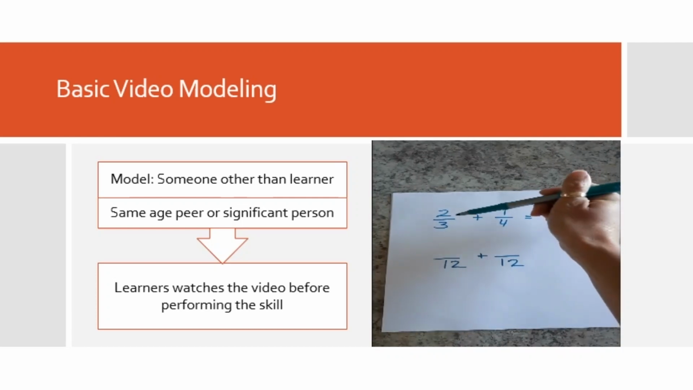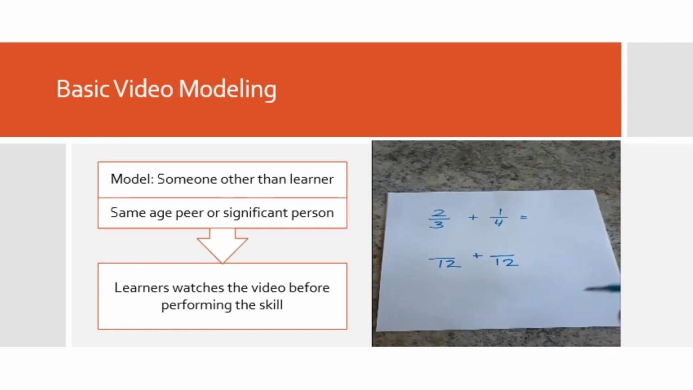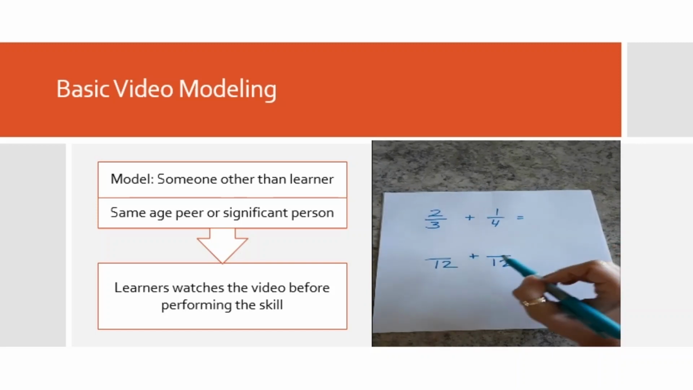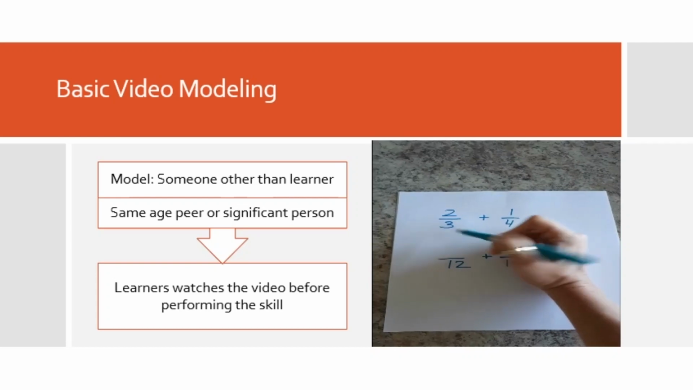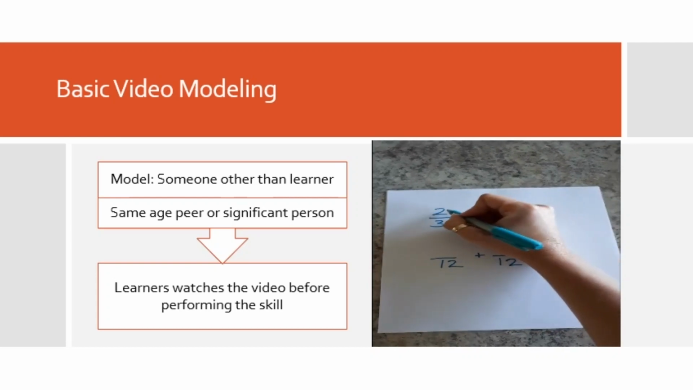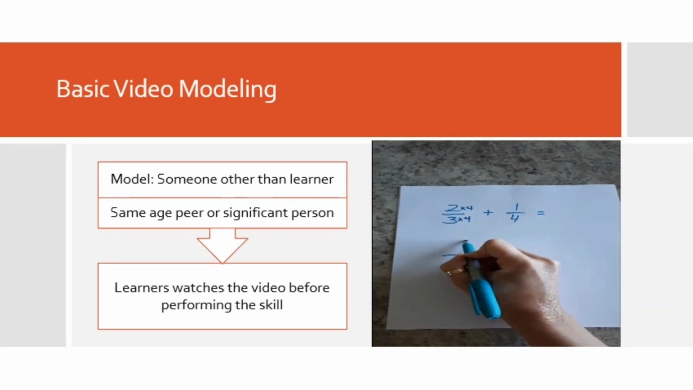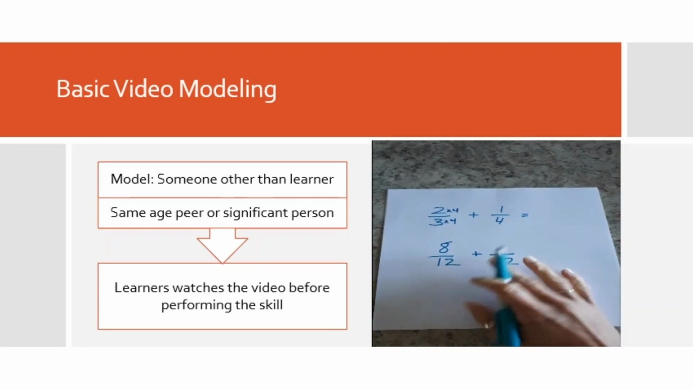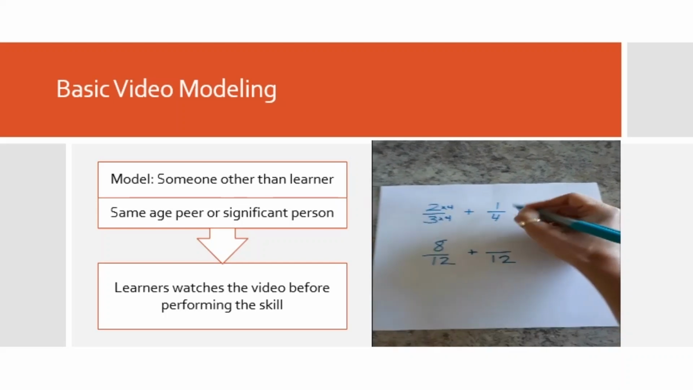Now I will convert my two fractions so that they both have a denominator of 12. I multiply 3 by 4 to get 12. Because I multiplied the denominator by 4, I also have to multiply the numerator by 4. So 2 times 4 is 8. Then I do the same thing for the other fraction.